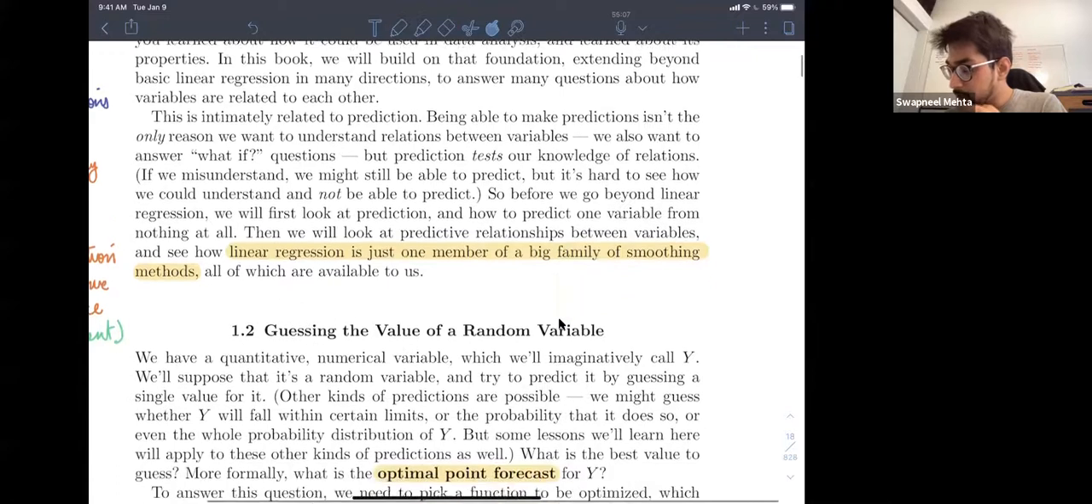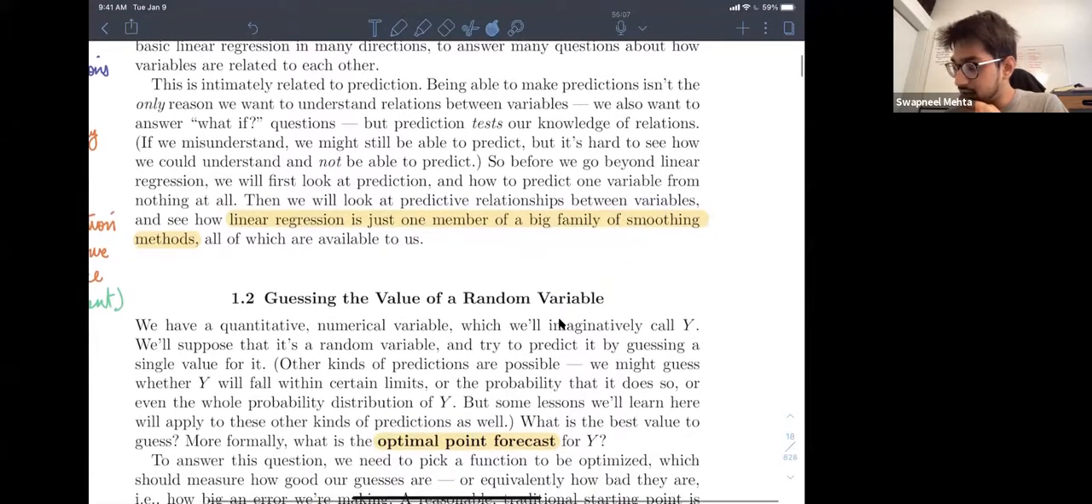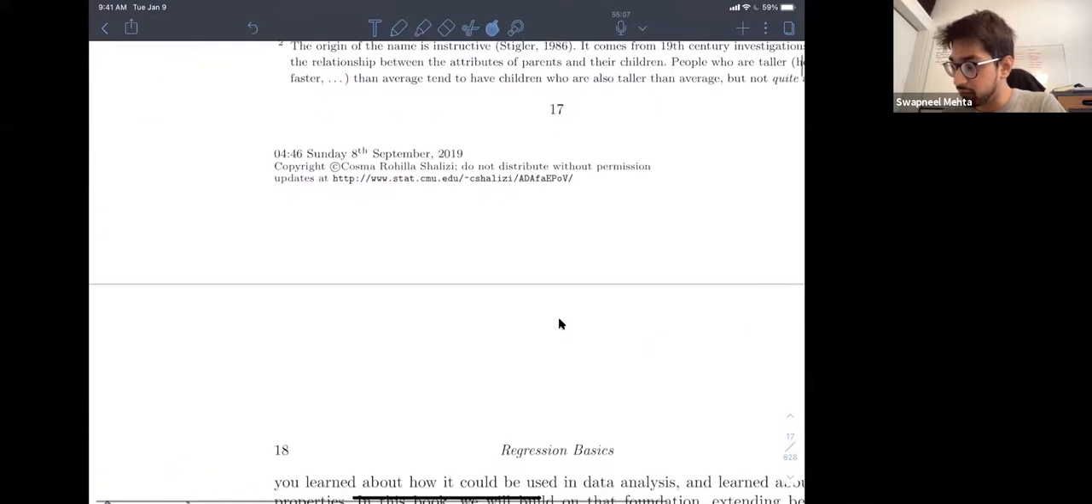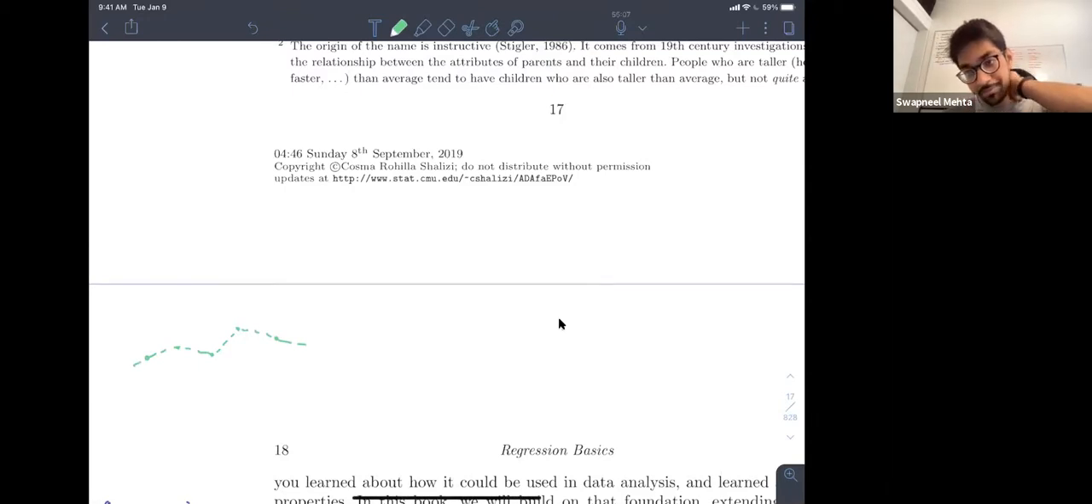Okay. So, linear regression is just one member of a big family of smoothing methods. And what do we mean by smoothing methods? We just mean, if you have some data, smoothing just means you're connecting these with a particular line, curve, whatever. As opposed to this pointwise data, you're now getting continuous data in a sense. That's called smoothing. And there are different kinds of smoothers.